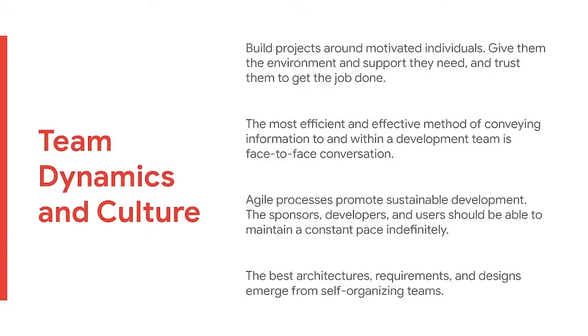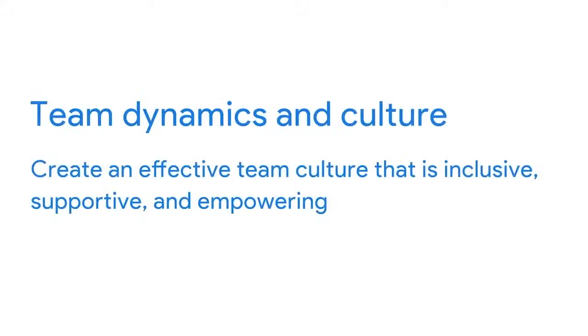Our third theme is team dynamics and culture, and includes 4 more principles. Remember, the first Agile value stresses individuals and interactions over processes and tools. Notice that the principles in this theme reflect that value. This theme emphasizes creating an effective team culture that is inclusive, supportive, and empowering. Having an effective team culture is essential to a project's success.